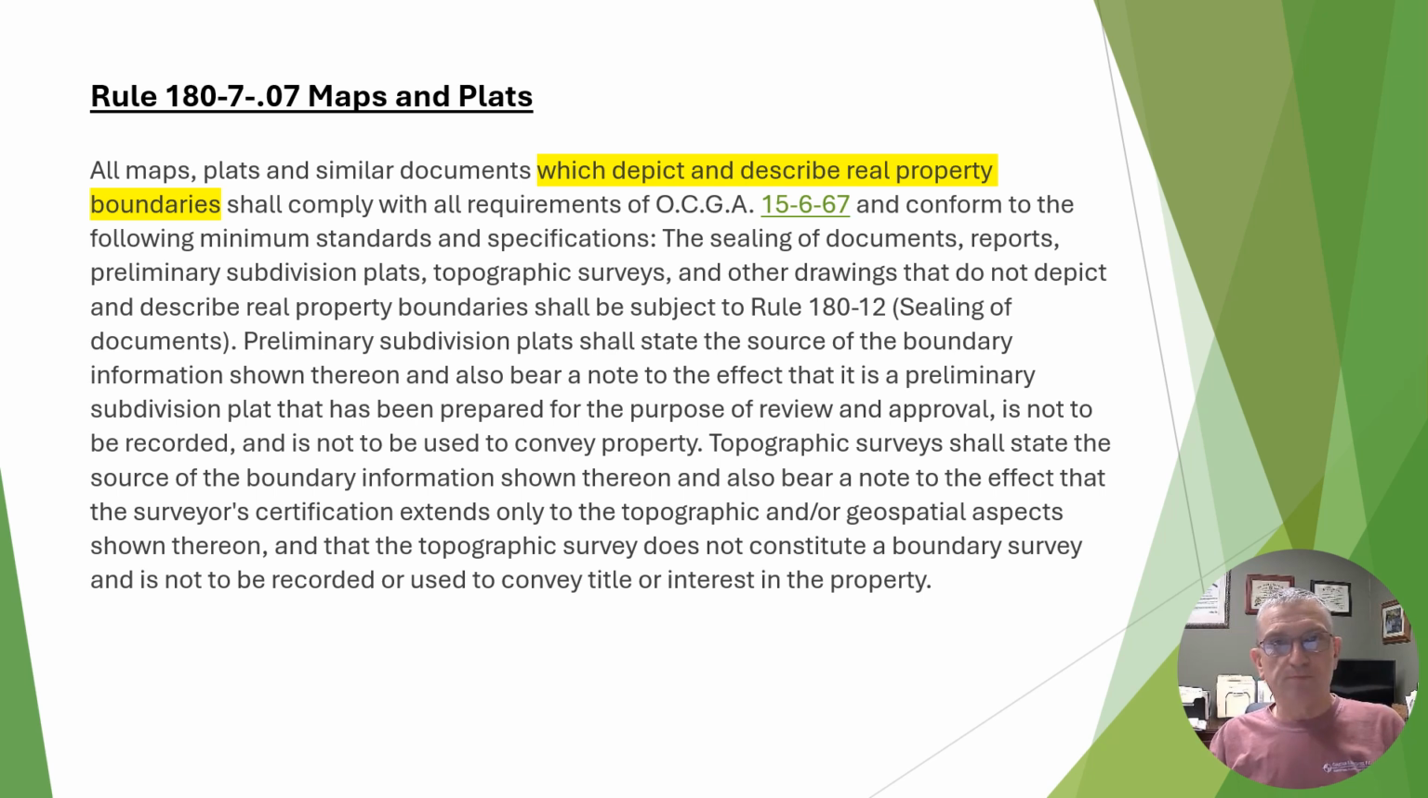Now we move over to board rules. Rule 180-7-.07 is the chapter of the state board rules on maps and plats. So the very first introductory paragraph here will sound familiar if you were paying attention 30 minutes ago. All maps, plats, and similar documents which depict and describe real property boundaries. Remember that, which depict and describe real property boundaries shall comply with all requirements of Code Section 15-6-67 and conform to the following standards and specifications.